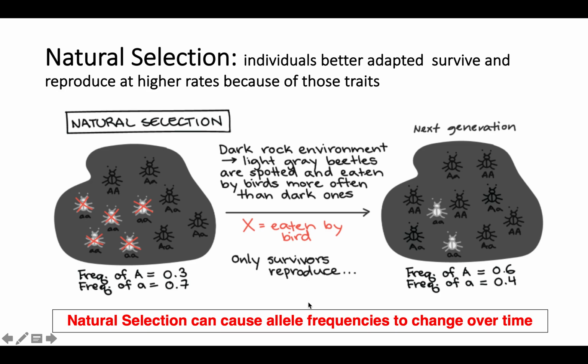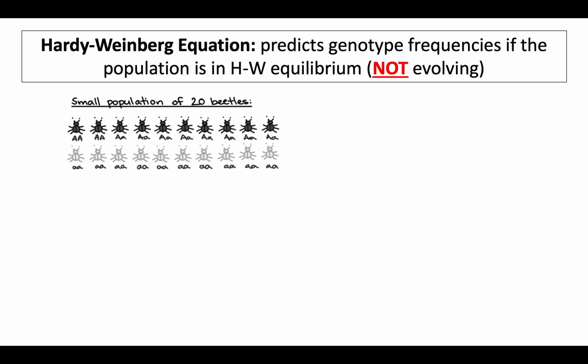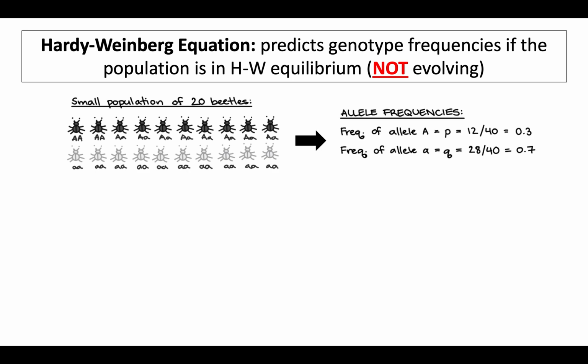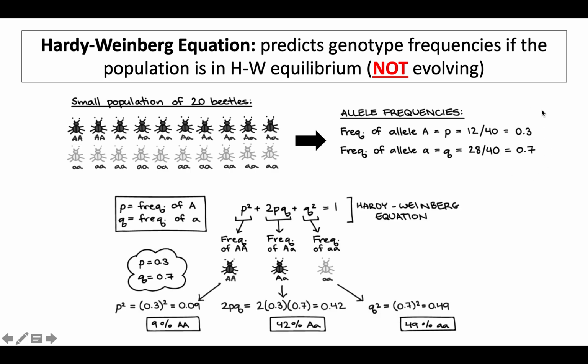So again, natural selection can cause allele frequencies to change over time, meaning the population has evolved. The Hardy-Weinberg equation predicts genotype frequencies if the population is in Hardy-Weinberg equilibrium, all right? Here we have a small population of beetles, and you can calculate allele frequencies. Remember, we're just counting the number of big A's over the total, or the number of little a's over the total. This gives us our allele frequencies.